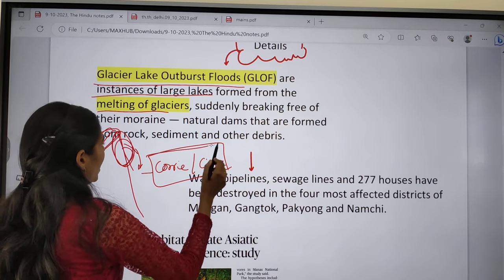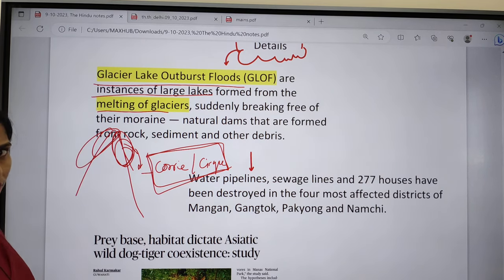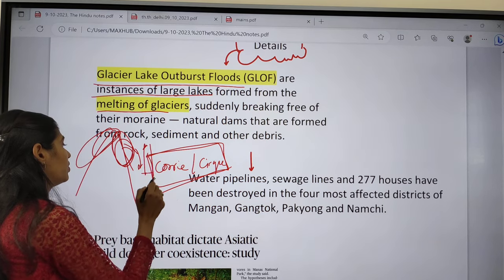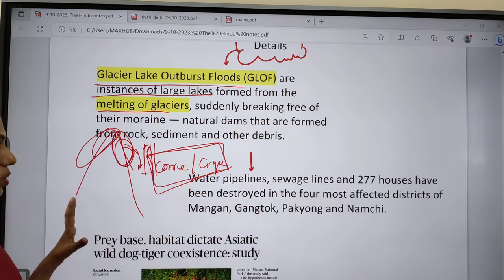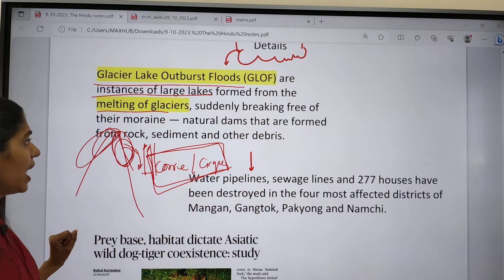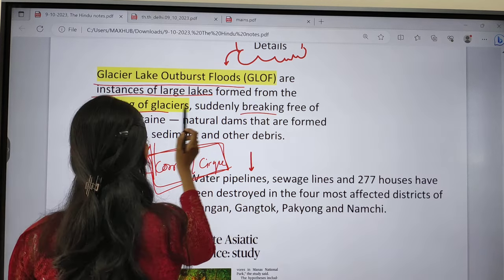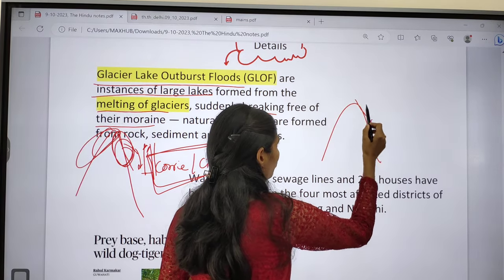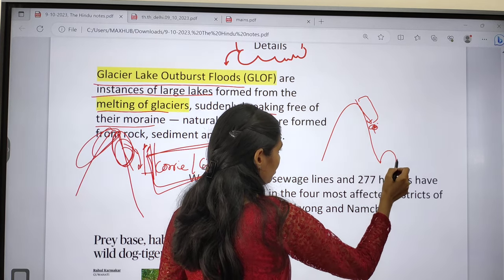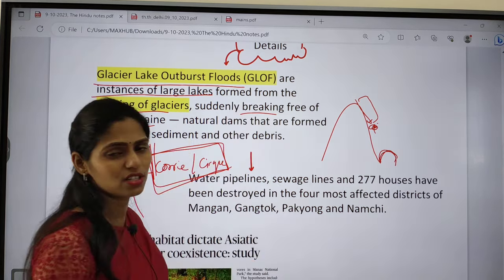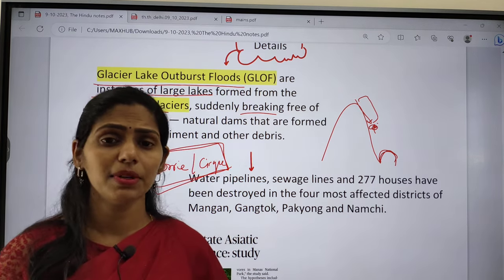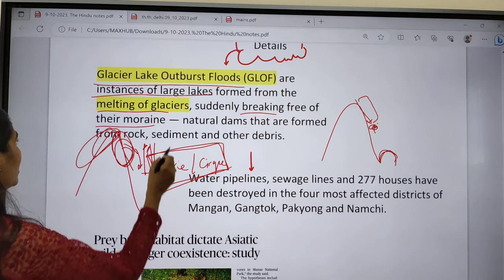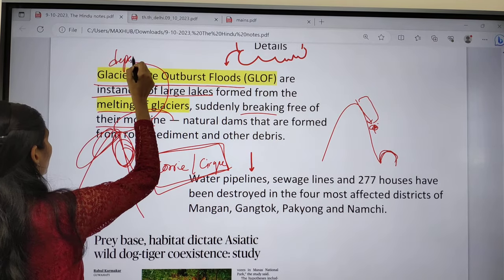Because of the increasing melting of glaciers due to climate change and global warming, there is an increased number of corrie lakes or cirques. And apart from that, here you can see there is suddenly a breaking or failure of a moraine. Moraine is nothing but, whenever glaciers are moving down, the sediments they carry are deposited. Those sediments are called moraines. In these moraines, we have different types like terminal moraines, lateral moraines, medial moraines, etc. So moraines are nothing but depositional features.